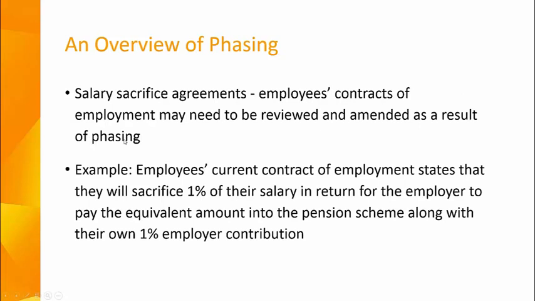If an employer is making pension contributions as part of a salary sacrifice agreement, it is important to note that their employees' contracts of employment may need to be reviewed and amended as a result of phasing. For example, consider an employee whose current contract of employment states that they will sacrifice 1% of their salary in return for the employer to pay the equivalent amount into the pension scheme, along with their own 1% employer contribution. How will the new April 2018 minimum requirement now be met?